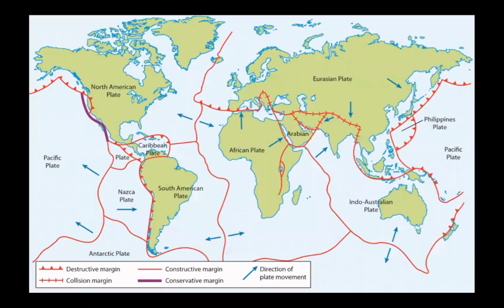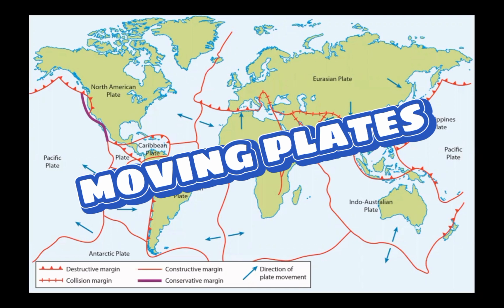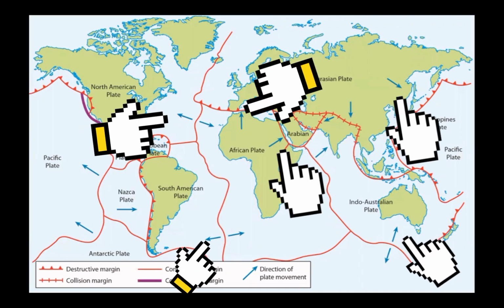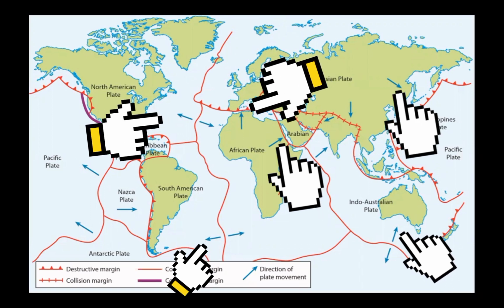And now, please refer to your self-learning module. Take a look at this figure. What does the figure show? The figure shows the moving plates of the Earth. Can you see the arrows? What does the arrow imply?